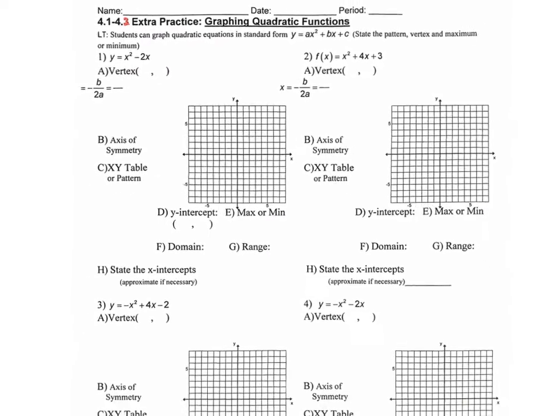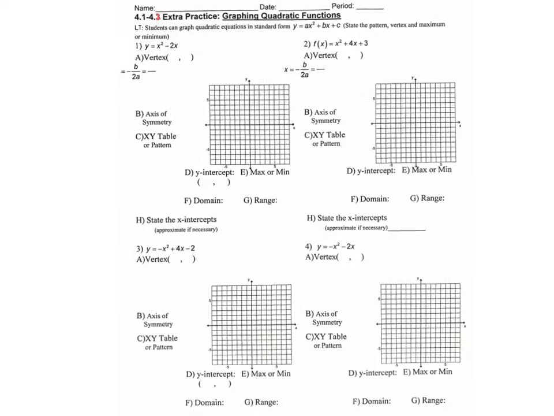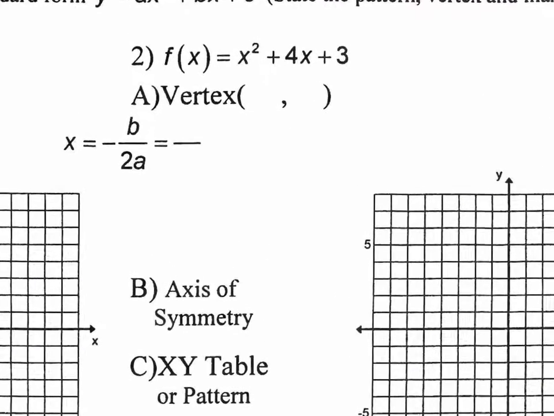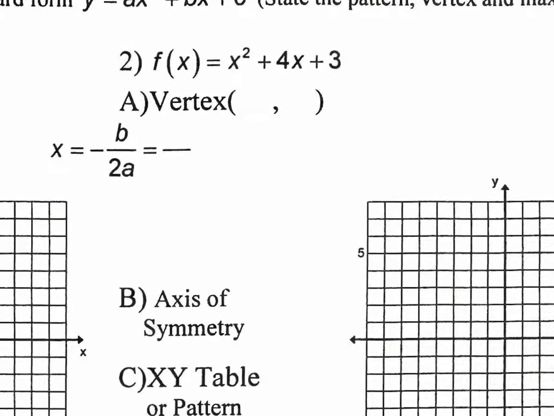Anyway, we have this whole worksheet. It's two-sided to do. Let's do an example of each. Which one would you like to see? 1 through 4. Pick one. Number 2. Okay. So we begin with the vertex, always, to graph.